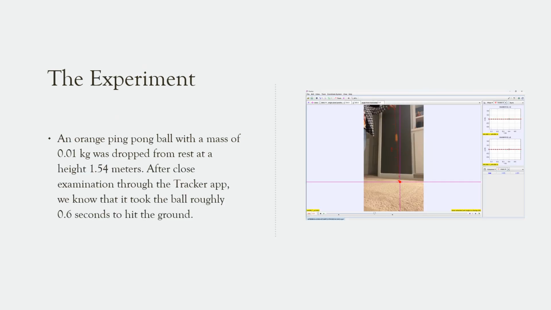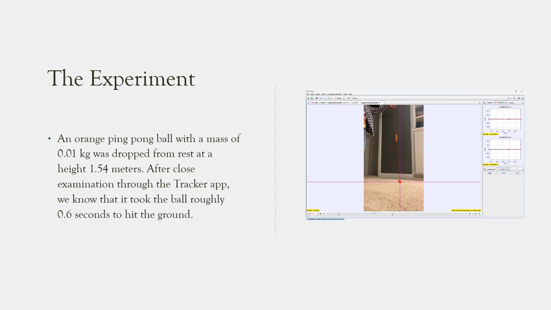As we dive in deeper to discover the forces of air resistance and the logistics of free fall, we set up an experiment where I dropped a ping pong ball, an orange ping pong ball, as you can see, from a height of, I would say, about 5 feet or 1.54 meters. The mass of the ball was about a hundredth of a kilogram, so it wasn't very heavy, so it should be easy for air resistance to play a big role in this.